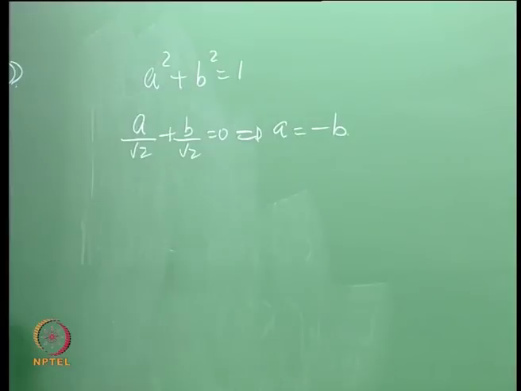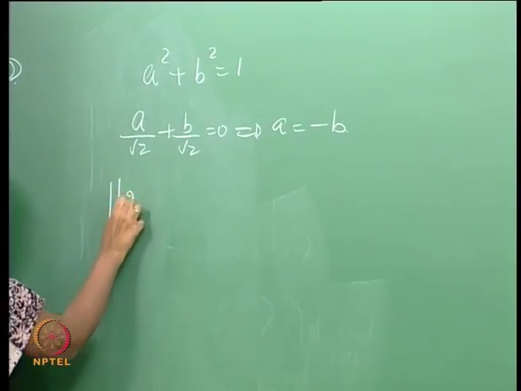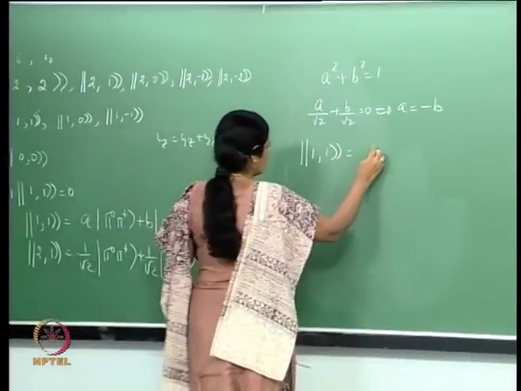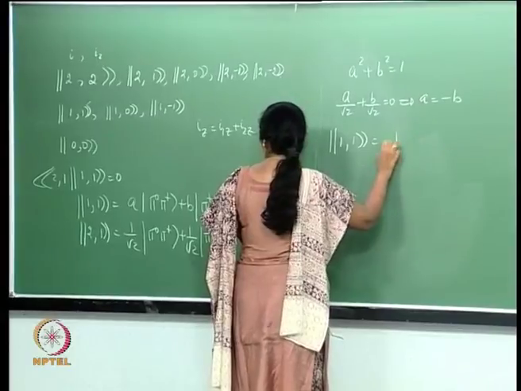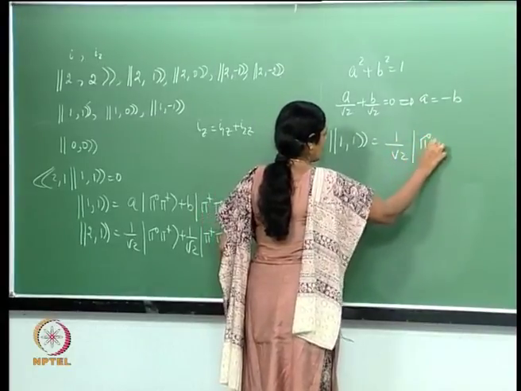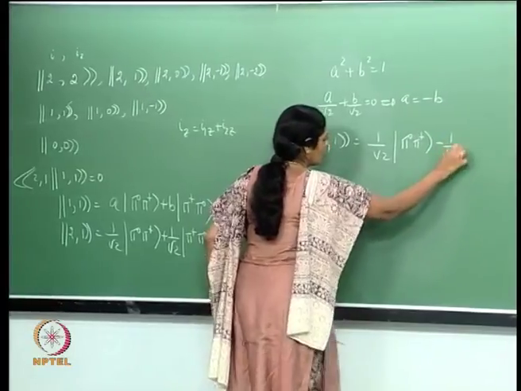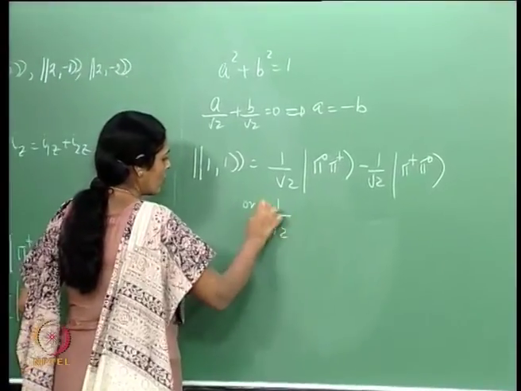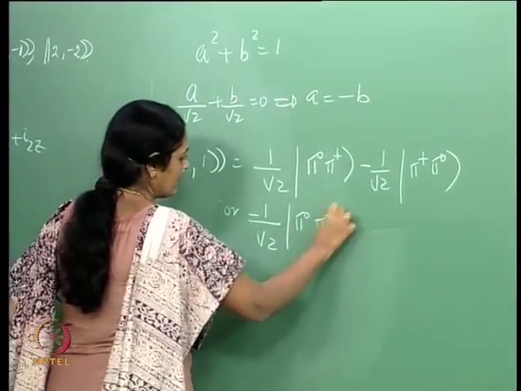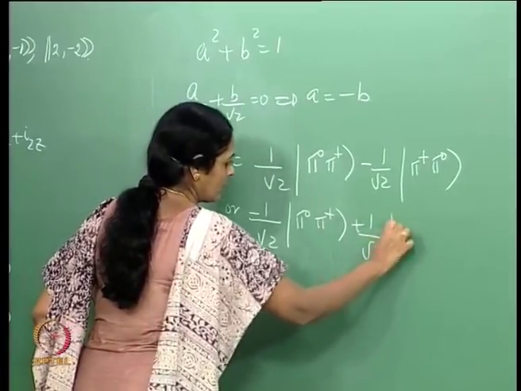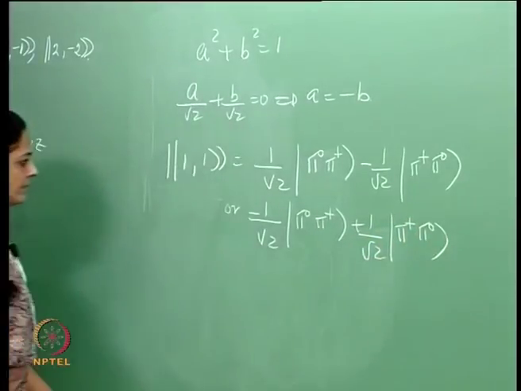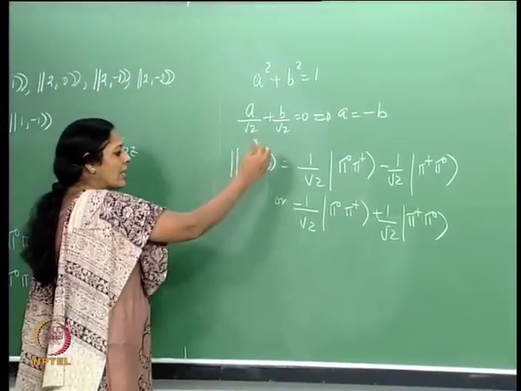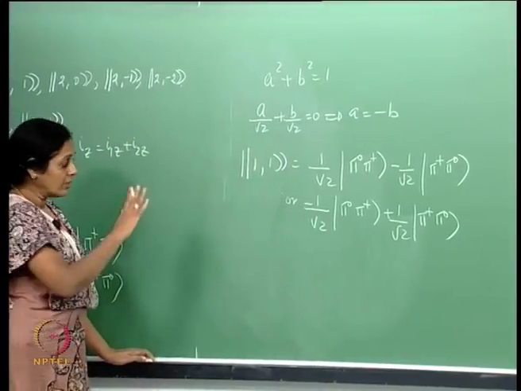I need to use my convention now. So, I find that 1 comma 1 could be written as 1 by root 2 pi 0 pi plus minus 1 by root 2 pi plus pi 0, or minus 1 by root 2 pi 0 pi plus 1 by root 2 pi plus pi 0. Now, both would be all right. What is important is the relative negative sign, but I choose a convention and I use that same convention throughout this problem.